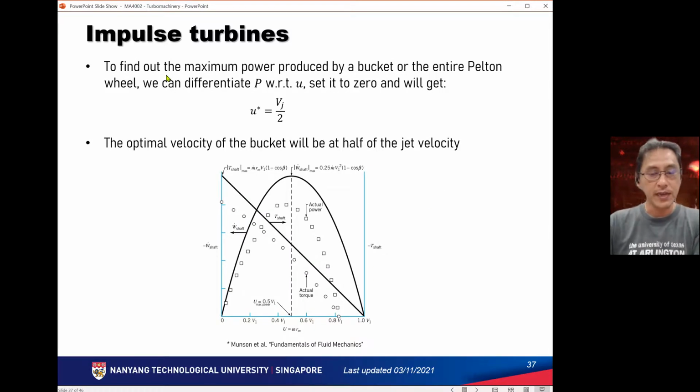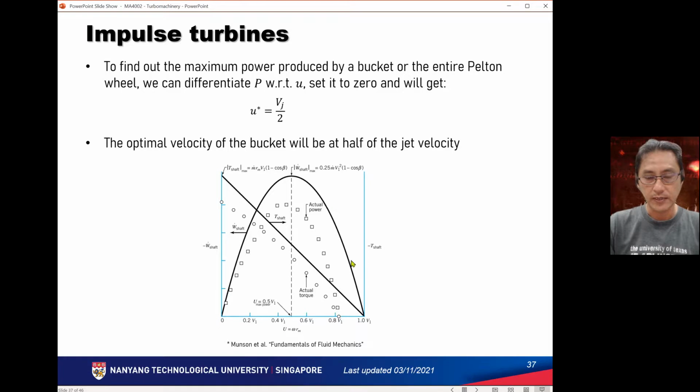Now we can find out the maximum power. We can come up with derivations and expressions to mathematically find the operating point at which we extract maximum power from the bucket, or from the entire pattern width for that matter. Simply, we take this expression and differentiate it with respect to u, and set it to 0, because that's how you find maximum and minimum points. Eventually, if you sort it out, you realize that to get maximum power, all I need to do is make sure the tangential velocity of the Pelton wheel is exactly half of the absolute jet velocity, Vj. So the optimum u, represented by u star, equals Vj divided by 2.